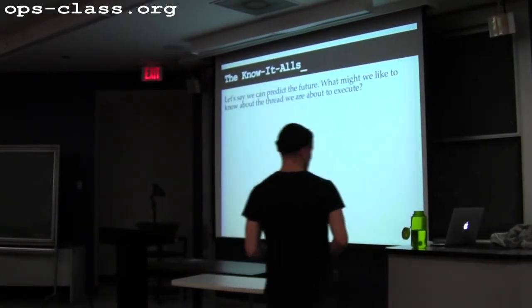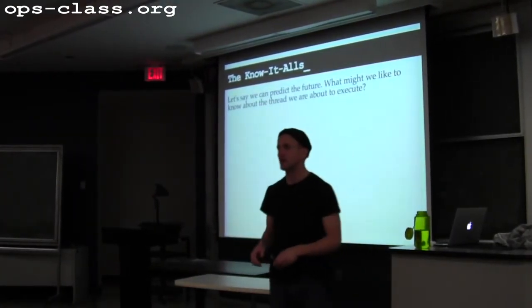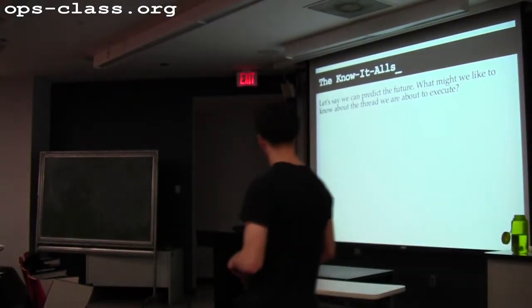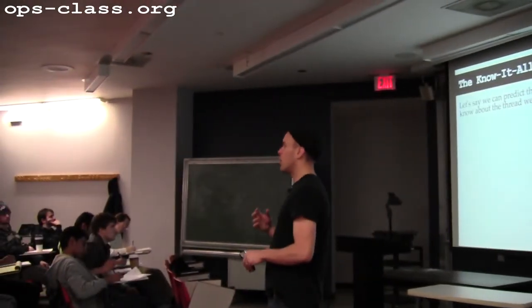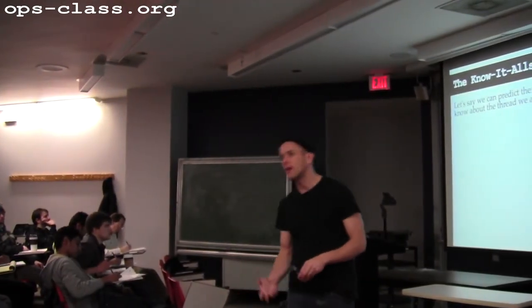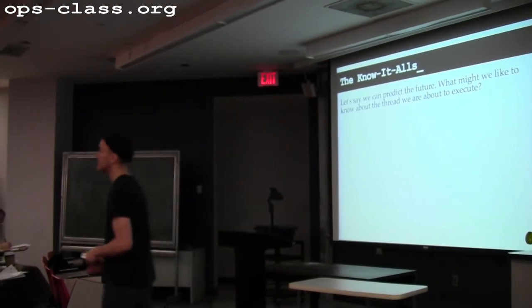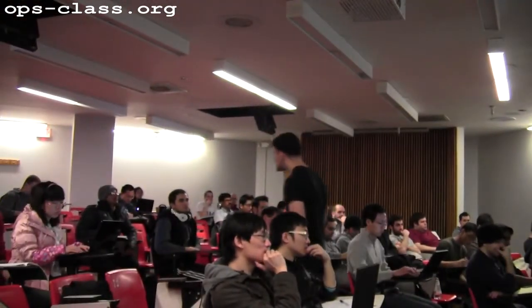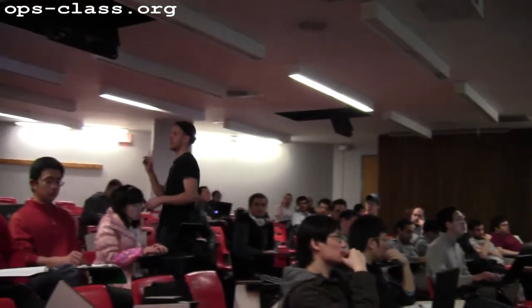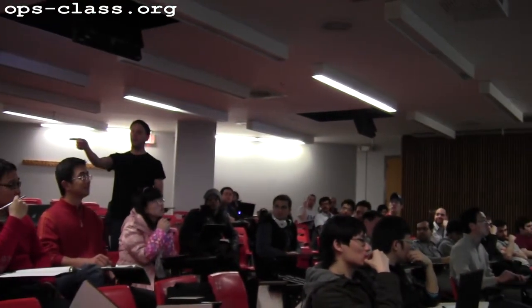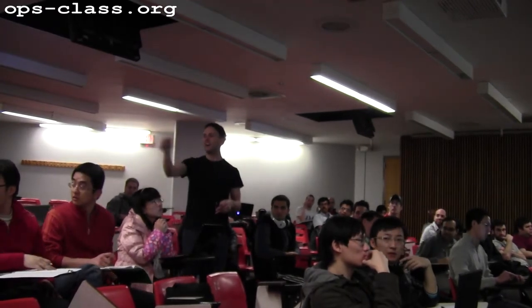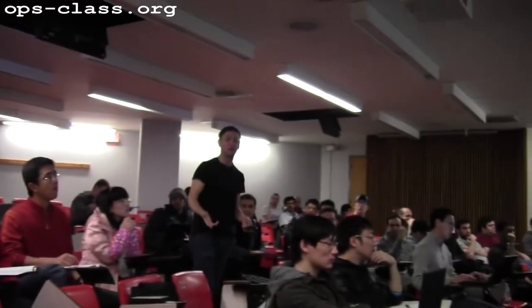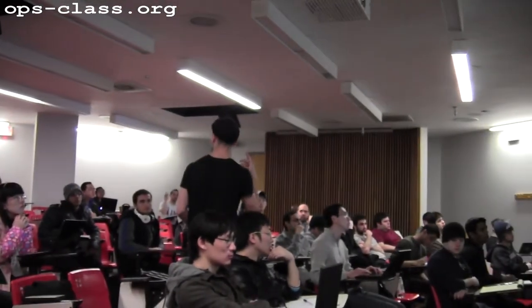Okay, so let's go to the opposite extreme. Let's talk about the know-it-all algorithms. The know-it-all algorithms can predict the future. And what might we want to know about the thread's future that would allow us to make a better scheduling decision? Anybody? I keep doing this. Sonali, you're a TA, you can't answer questions. If it is going to wait on some resource. If it's going to wait in the next quantum, is it going to wait? What else?